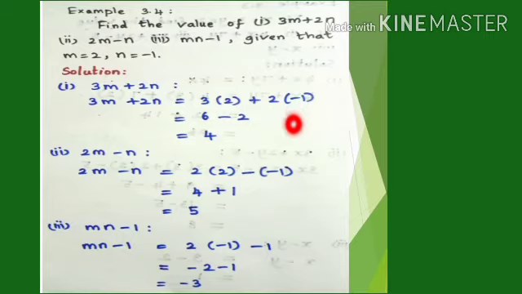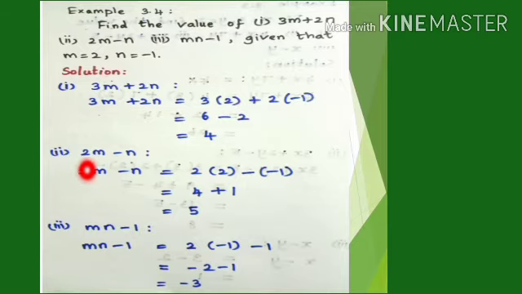Now, by using the properties of multiplication of integers, when we multiply two integers of different sign, the product will be negative. So in the next step, we get 3 into 2 is 6, minus 2 into minus 1. When we multiply two integers of different sign, the product will be negative. So minus 2. In the next step, 6 minus 2 is 4. The value so obtained, 4, is the required value of the expression.